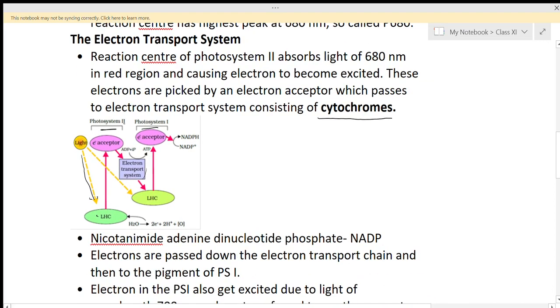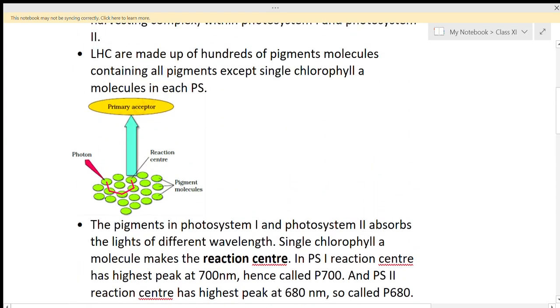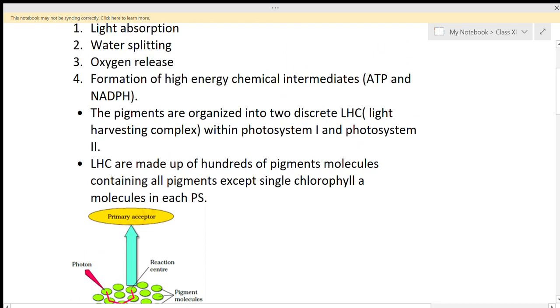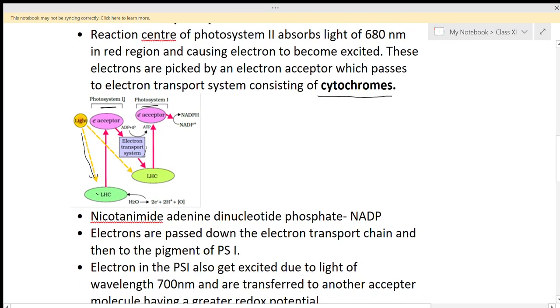Clear? Here we have written that two energy currencies, ATP and NADPH, are produced in the light reaction. The full form of NADPH is nicotinamide adenine dinucleotide phosphate.